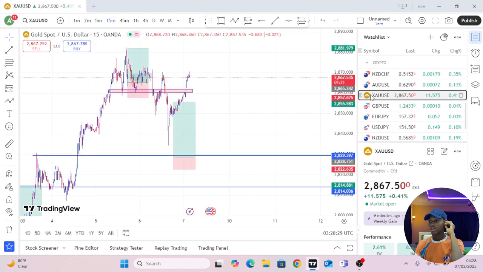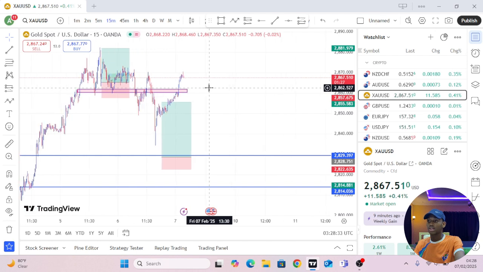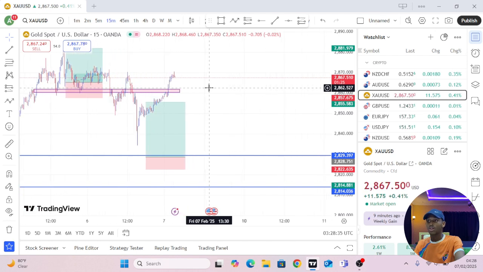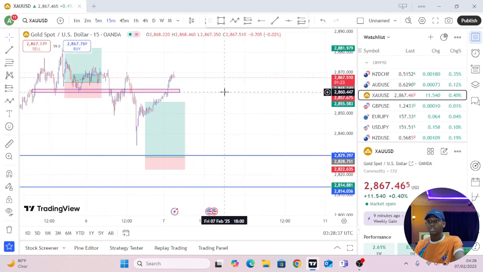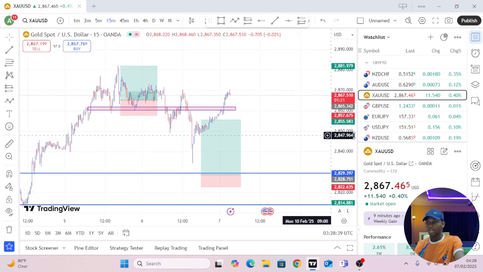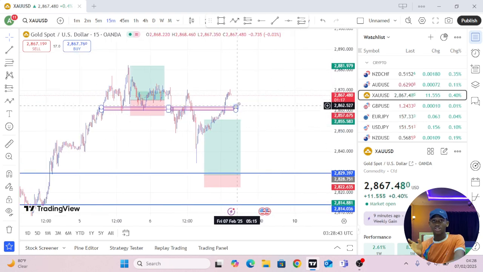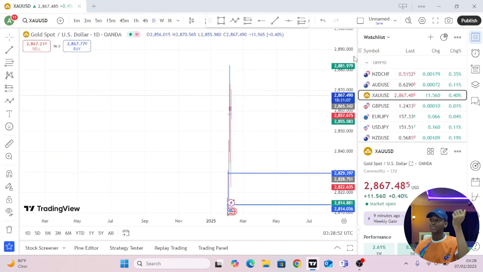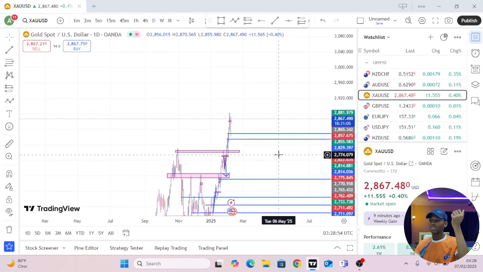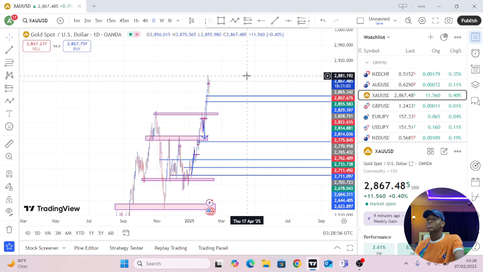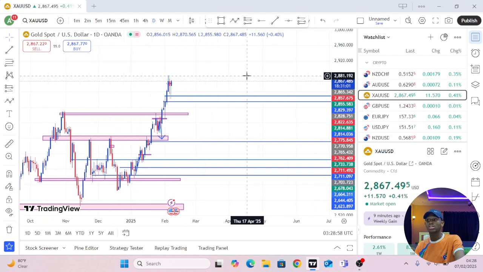XAUUSD, okay. I was expecting a break above from XAUUSD, and it seems like I have gotten that break above. So XAUUSD is going to the upside. Yeah, for sure. I'm not really expecting any trades for now from XAUUSD, but it is most likely going to the upside because it has been on an uptrend for a very long time. So there is nothing to trade against the trend.